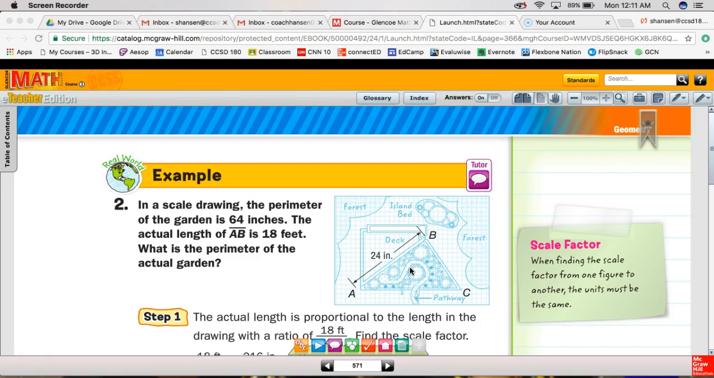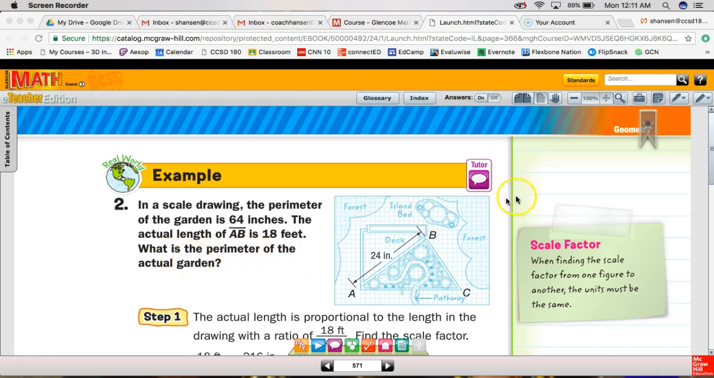Okay, next example. Remember, scale factor comes from the idea of model cars, model planes, blueprints compared to buildings, things like that. So keep that in mind. Here we go. In a scale drawing, the perimeter of the garden, I think it should say a garden, but you get the idea, is 64 inches. The perimeter of the garden is 64 inches. The actual length of side AB, which is this right here, is 18 feet. What is the perimeter of the actual garden?